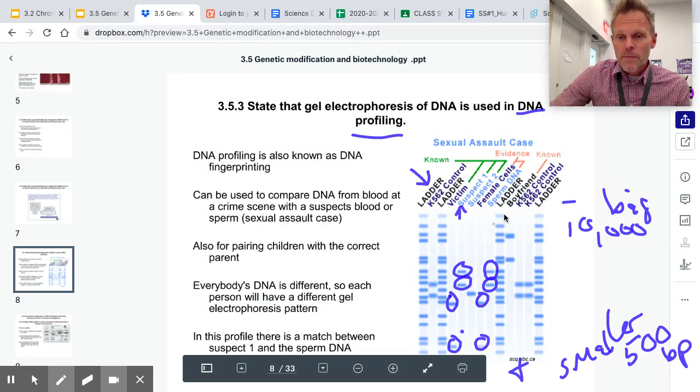They also included the boyfriend's DNA here to make sure he wasn't involved in the sexual assault. And there was a second suspect who looks innocent because his DNA doesn't match at all. So that is how we can use gel electrophoresis to draw comparisons based on where the DNA pieces stop, based on their size, in this gel electrophoresis machine.